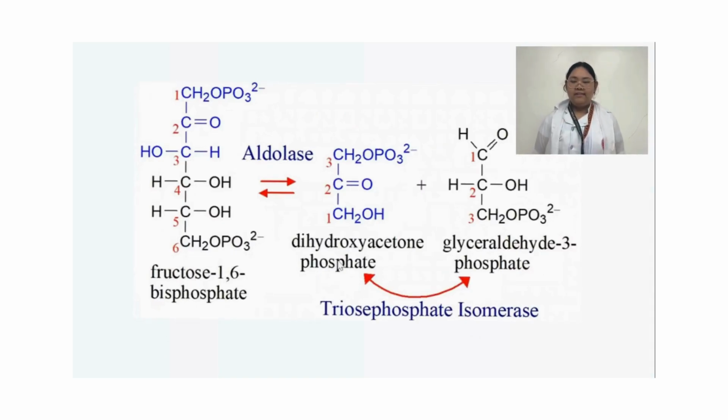Aldolase catalyzed. In step 4 of glycolysis, aldolase splits fructose 1,6-bisphosphate into dihydroxyacetone phosphate and glyceraldehyde 3-phosphate. Only glyceraldehyde 3-phosphate can proceed, so the cell uses triose phosphate isomerase to convert dihydroxyacetone phosphate into glyceraldehyde 3-phosphate. The dihydroxyacetone phosphate is called DHAP and the glyceraldehyde 3-phosphate is called G3P.